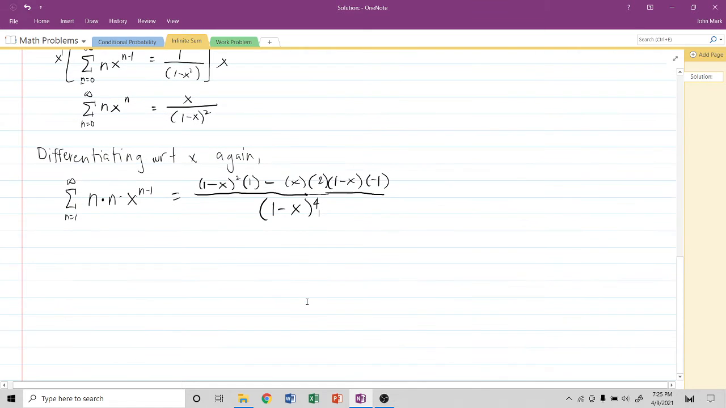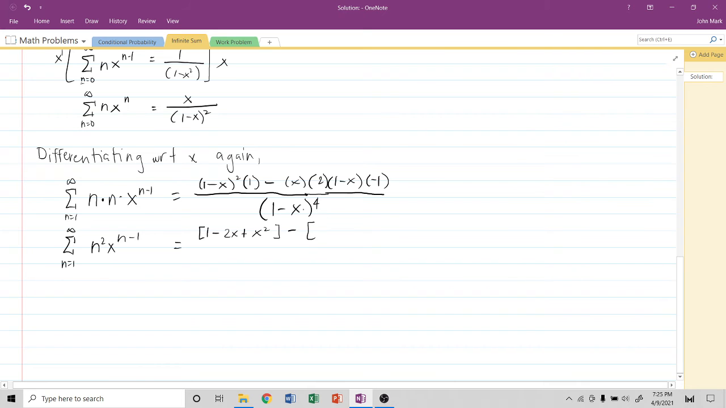Now, i-simplify natin both terms. So, for the left-hand side, we have the summation from n equals 1 to infinity of n squared times x raised to n minus 1. Now, over here sa right-hand side, we will have 1 minus x squared natin is just 1 minus 2x plus x squared.